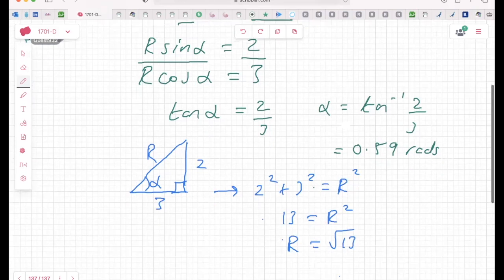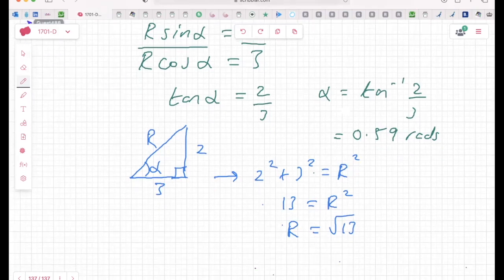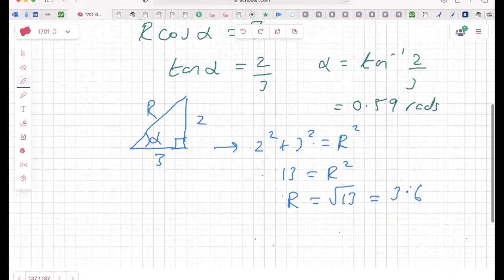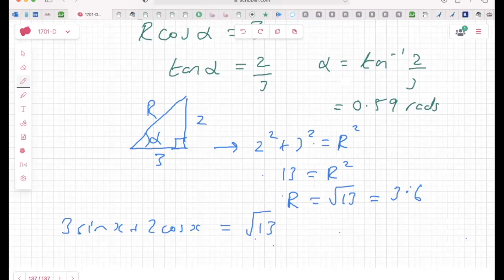Root 13 is a prime number, so that's not going to simplify. So as a decimal, if you wanted it as a decimal, whoops, that's not allowed square root. Just want our answer, which is 3.6, there or thereabouts. Okay, so this means that we can re-express 3 sine x plus 2 cos x as this combination of two waves makes a single sine wave with a height or amplitude of root 13 and a phase shift of 0.59 radians.